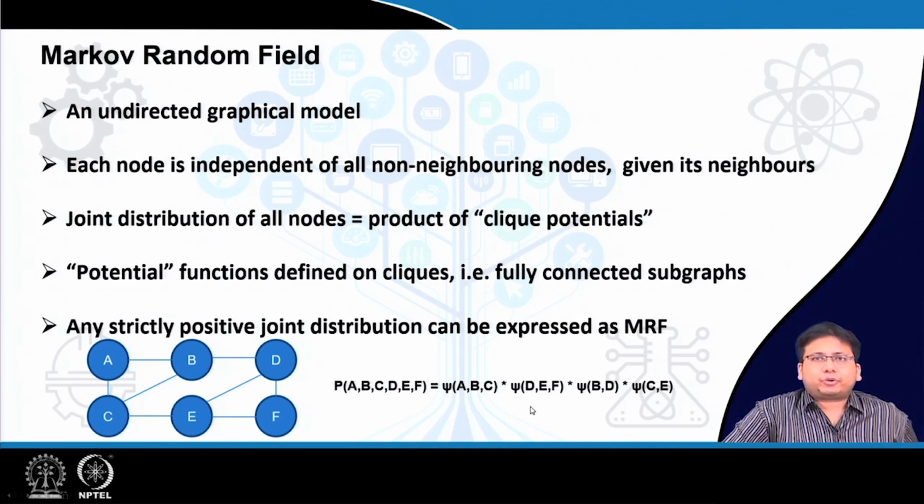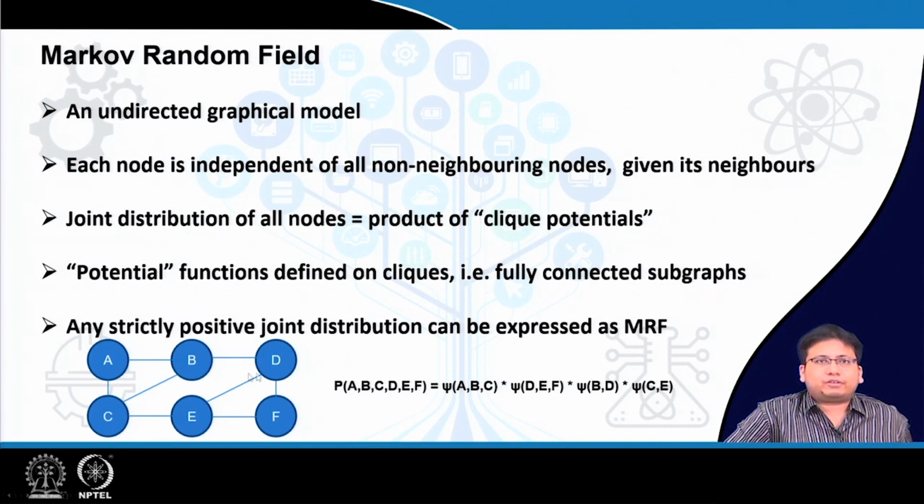When we have this kind of a graph, we look for various cliques, and for each clique we define what is known as a potential function. These potential functions have certain properties, especially that they have to be strictly positive. That is why these potential functions are sometimes written as e to the power something, to make sure that they will always be positive. The joint distribution of all the variables can then be expressed as a product of all the clique potentials.